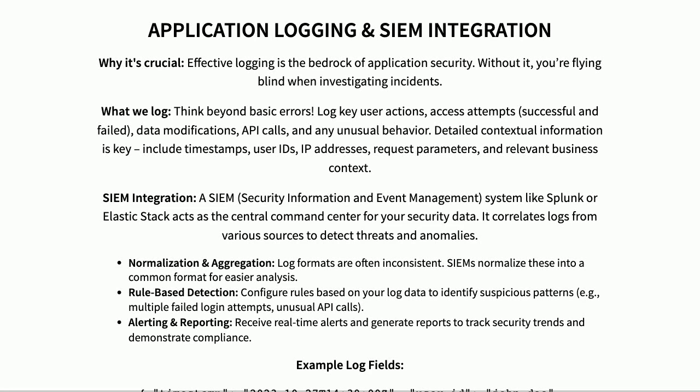Think of logging as creating a detailed record of everything happening within your application: who's doing what, when, and where. It's not just about errors. We want to capture key user actions, access attempts, and any unusual behavior. Then, a security information and event management system, or SIEM, is like your security command center. It pulls together all those logs from different parts of your application and looks for patterns that might indicate a problem. A SIEM helps you normalize the data, set up alerts when something suspicious happens, and generate reports to show how secure things are.